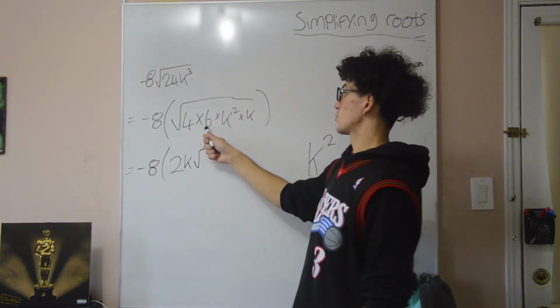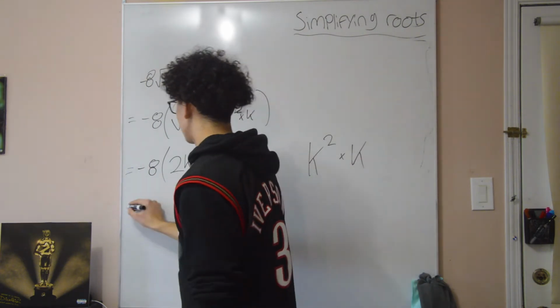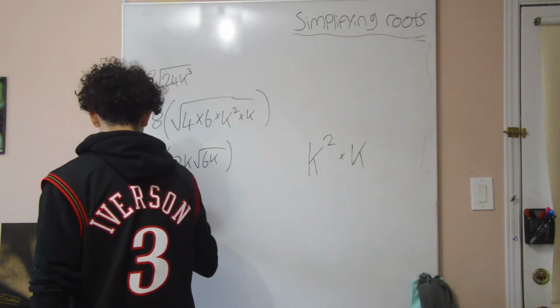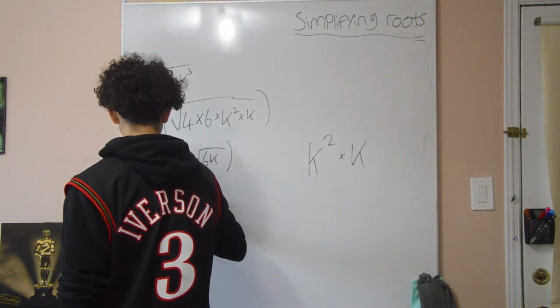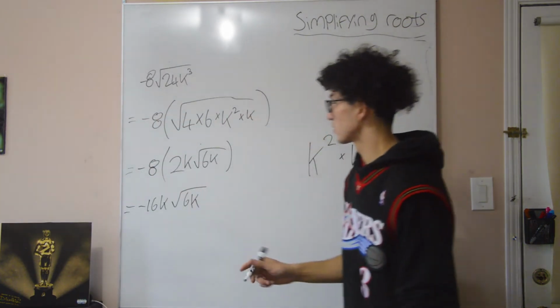And then we can't take the square root of 6 or k, so we leave them in there. And then from this step, we just multiply the negative 8 through to give us negative 16k times the square root of 6k, just like that.